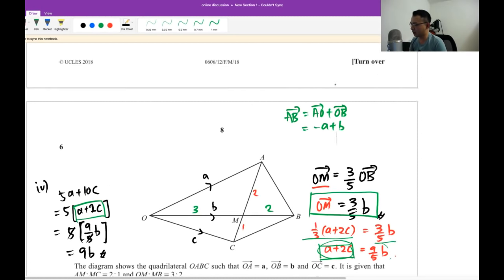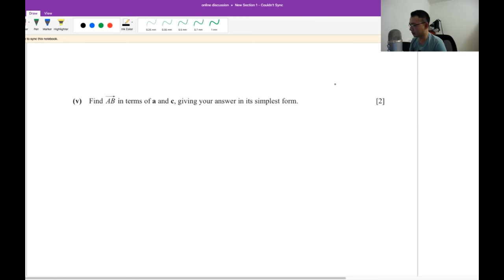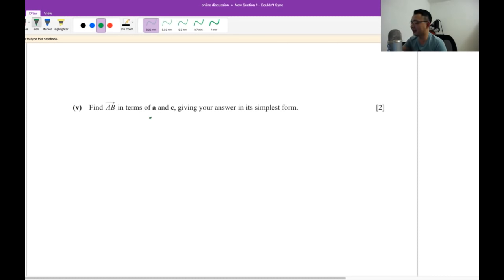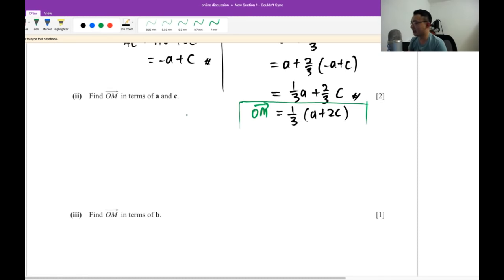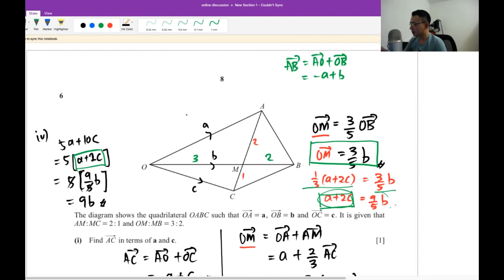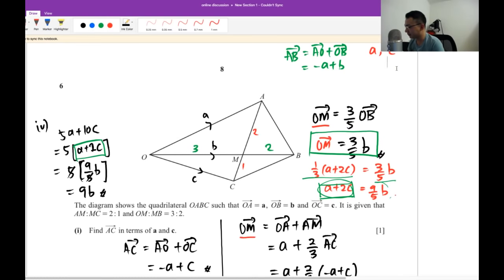But I don't think the question wants it so simple, isn't it? They want AB in terms of A and C. So I can't use this answer because I get A and B only. They want it in terms of A and C. So my objective is that my answer must have A and C only. So I want to redo my OB.